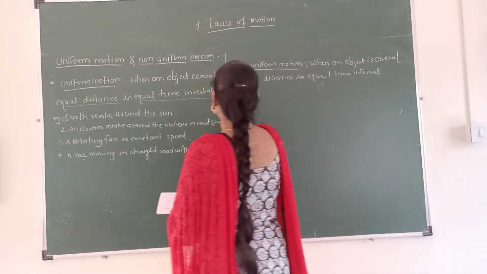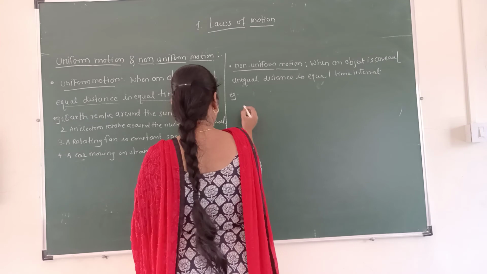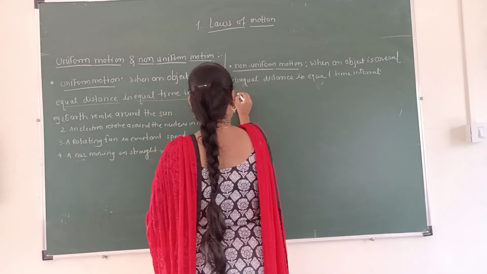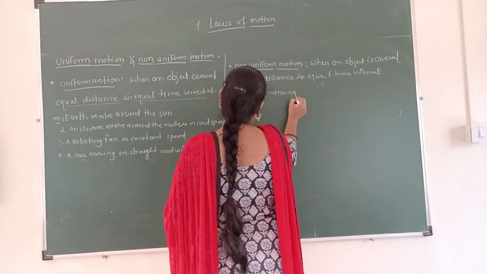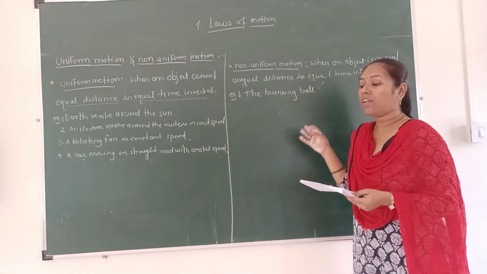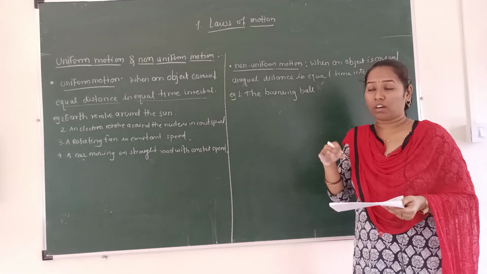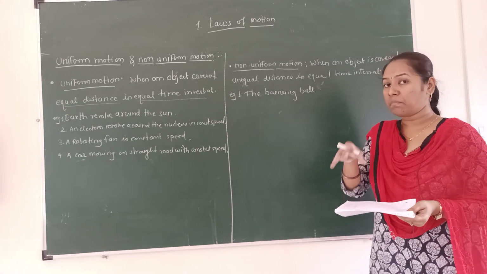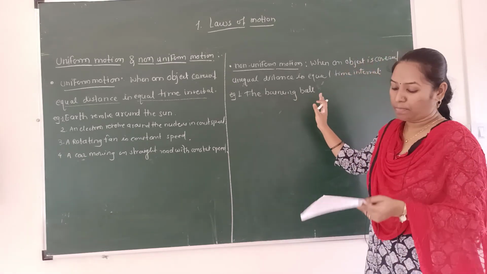What are the examples of non-uniform motion? First example is the bouncing ball. See, why do I take the example of a bouncing ball? A bouncing ball's speed is not constant. At some time it stops its motion. Therefore the example is the bouncing ball.